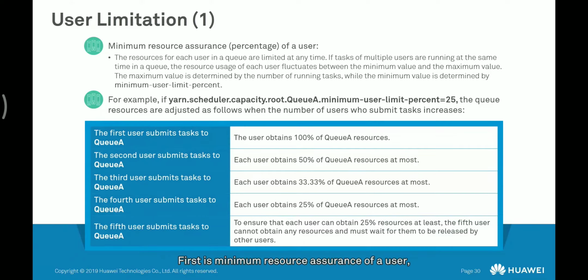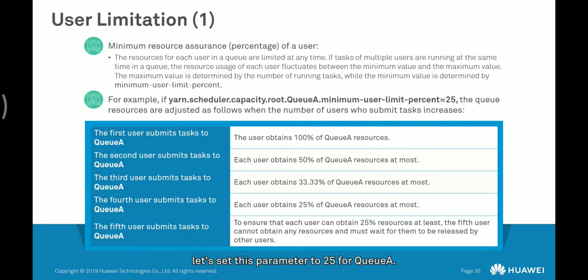First is the minimum resource assurance of a user. When there are multiple tasks of different users running at the same time in a queue, the available resources for each user are between the minimum value and the maximum value. The maximum value is determined by the number of running tasks, and the minimum value is determined by this parameter, minimum user limit %, which is set by users.